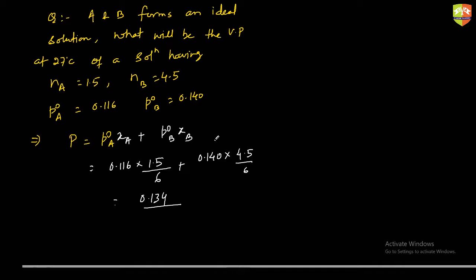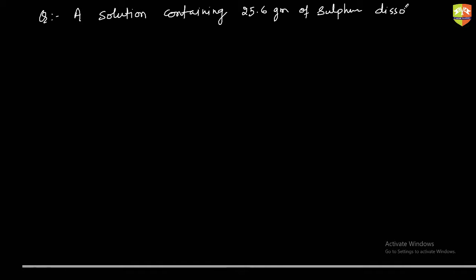Okay, and one more question you write down. A solution containing 25.6 gram of sulfur dissolved in 1000 gram of naphthalene, whose melting point is 80.1 degrees Celsius.